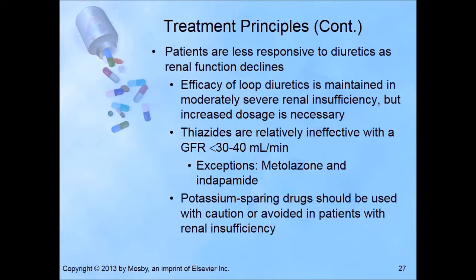Renal function is another important variable in determining the diuretic response. Patients become less responsive to diuretics as renal function declines. Loop diuretics typically retain efficacy even in the face of moderately severe renal insufficiency. However, patients may require higher diuretic doses to achieve an effect. Most thiazides are relatively ineffective in individuals with GFRs less than 30 milliliters per minute.